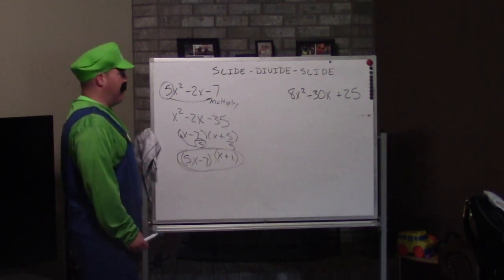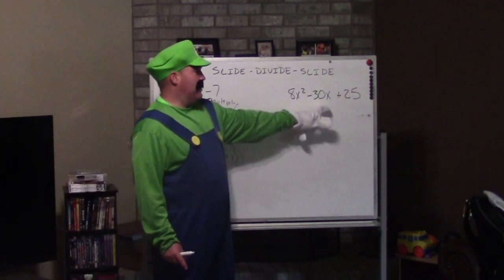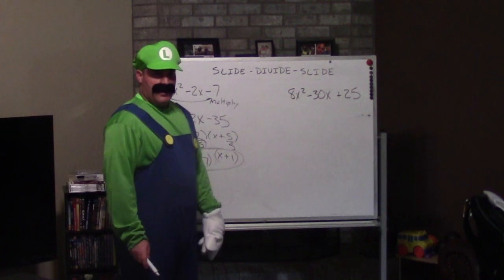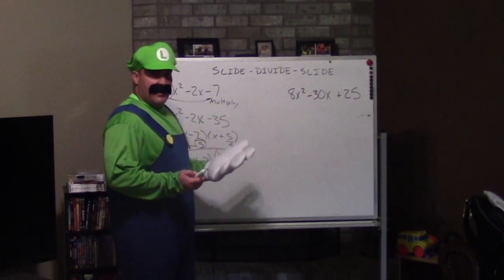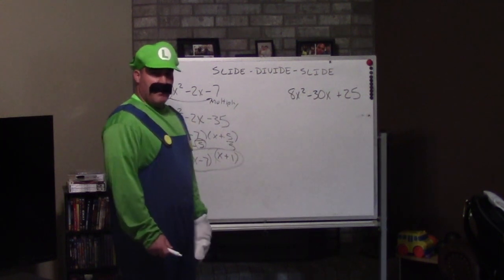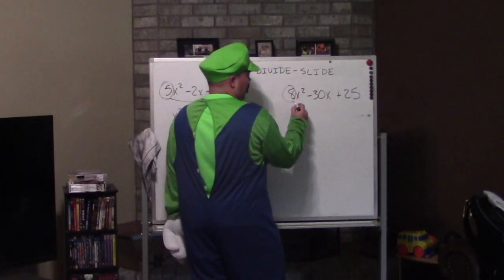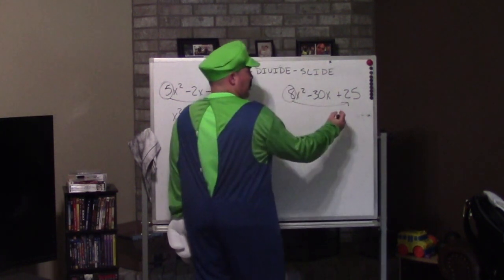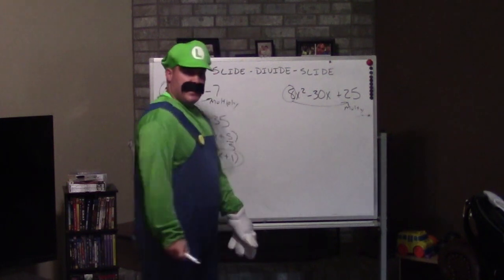It even works if you have bigger numbers up here. Okay, we've got 8x squared minus 30x plus 25. So I don't know how to get an 8 or how to get a 25. I think that looks confusing. Guessing and checking may not be the best way for me to go. So I'm going to take this 8. I'm going to slide it over, which means I'm going to multiply. Now, hopefully we know what 8 times 25 is.